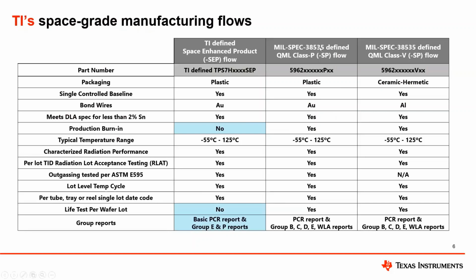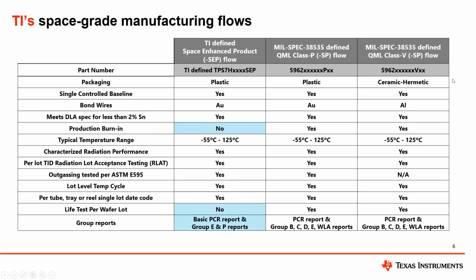And so this is the difference between the flows identified. Rad-hard hermetic, you can see here, follows the MIL-PRF-38535 spec. The key differences between the SCP flow and the -SP or rad-hard flow is that we do not do burn-in on our SCP devices, so there's no production burn-in, and we don't do life test per wafer lot. Because these are plastic packages, we do an outgassing spec tested per ASTM E595, which is required to pass that. And as mentioned before, we do an RLAT as well on the SCP flow.